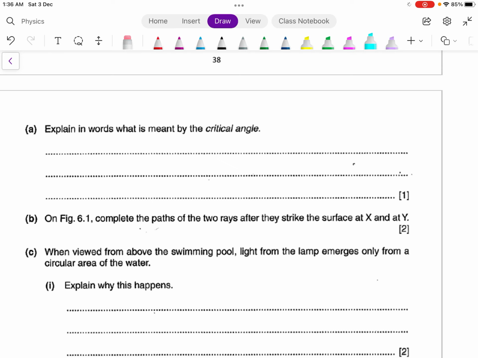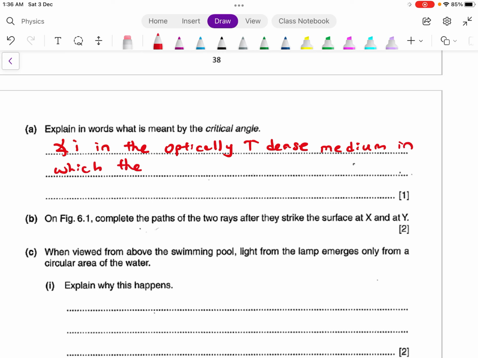Explain in words what is meant by critical angle. 1 mark. So critical angle is the angle of incidence in the optically more dense medium in which the angle of refraction in the optically less dense medium is equal to 90 degrees.